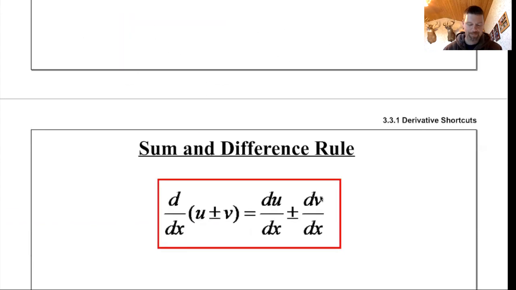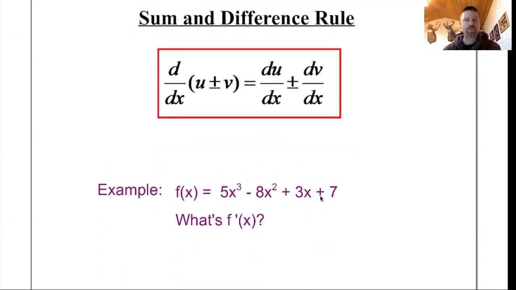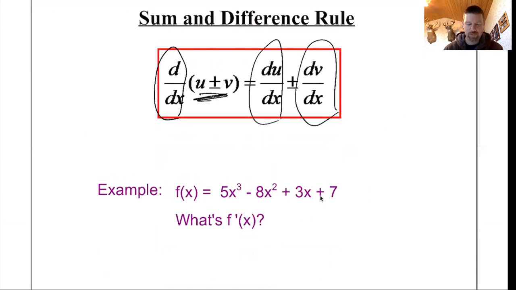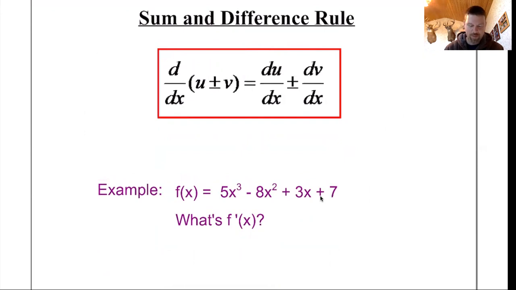All right. Sum and difference rule. This looks complicated. It's really not. It's just saying if you're taking the derivative of a sum or a difference, it's the same thing as finding those derivatives separately and adding or subtracting them. So a real quick example. If I asked you to find the derivative of this whole thing, you don't have to do anything special. You can take just the derivative of each of those individual terms separately.